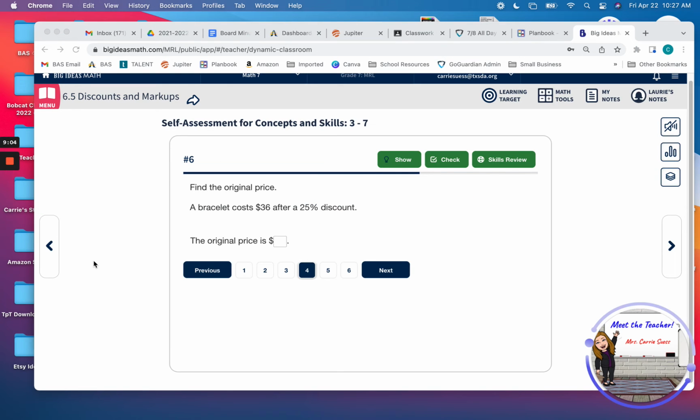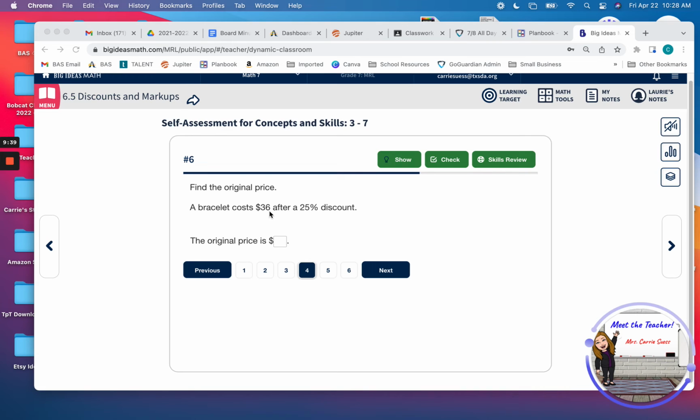All right, so here's help for number 6. Find the original price. A bracelet costs $36 after a 25% discount. So is this the original price or the sale price? So that's going to be equals $36 on our equation, yes? So then we have the original amount, W, times what percent? Is it really 25? No. 0.25. 75.